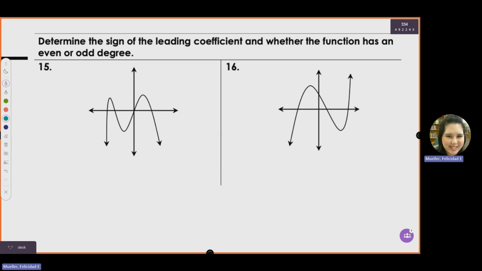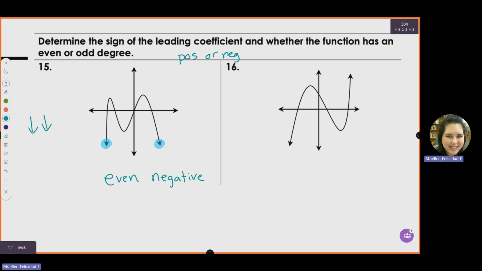All right, looking here at 15 and 16, we're going to do the same thing without a calculator. Determine what the sign of the leading coefficient is. So again, is it positive or negative? And then determine if the function is even or odd. So let's take a look at 15. I'm looking at my arrows, and my arrows are down, down. So my chart would tell me that this is an even negative function.